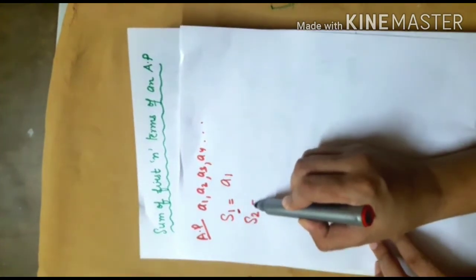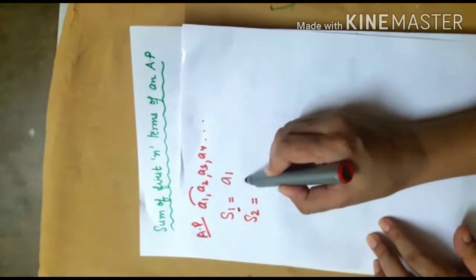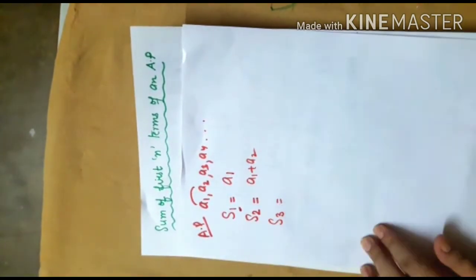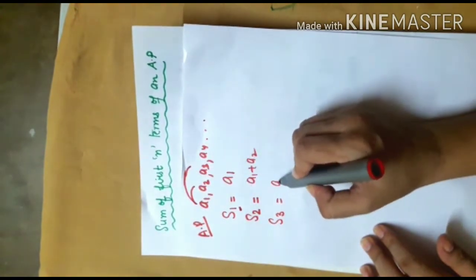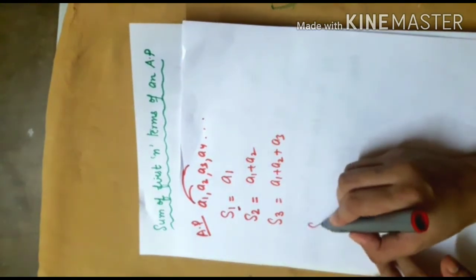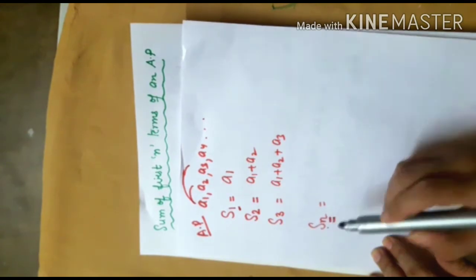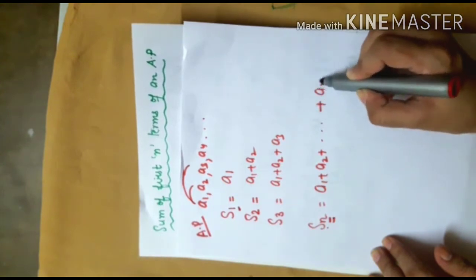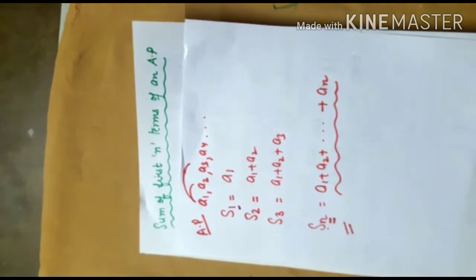If I write S2, it means sum of first two terms, that is A1 plus A2. If I say S3, that means sum of first three terms, that is A1 plus A2 plus A3. So if I write Sn, it means sum of first n terms, so it is A1 plus A2 plus so on till An. Now I want to find out the expression for Sn.